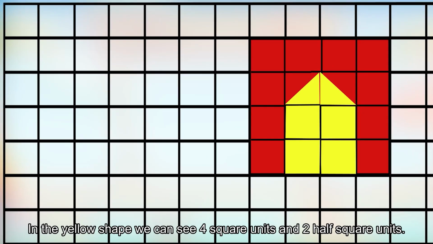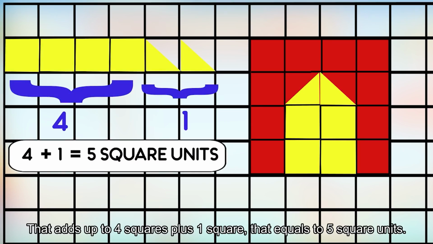In the yellow shape, we can see 4 square units and 2 half-square units. That adds up to 4 squares plus 1 square. That equals 5 square units.